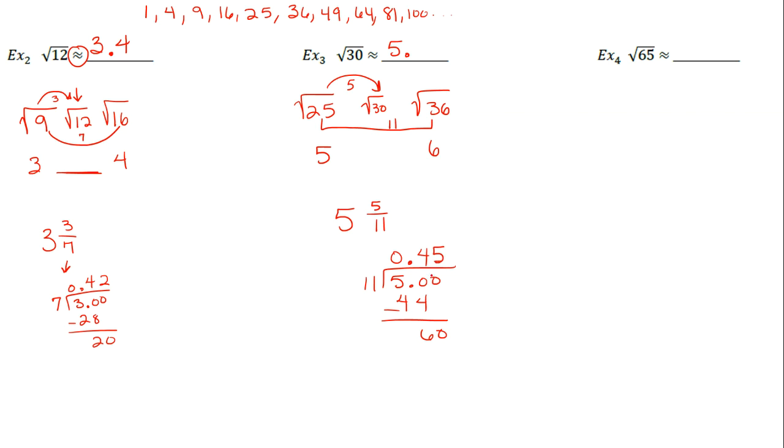Okay, so we're going to stop there because we're rounding to the tenth. So this 5 says let's bump this 4 to a 0.5. So about 5.5 is the square root of 30. Again, it's approximation. Number 4, the square root of 65.